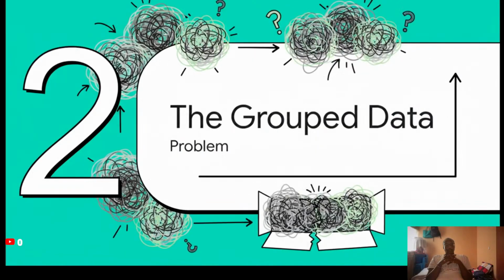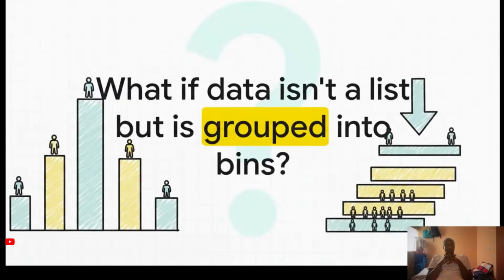Okay, but let's be real. In the real world, data is almost never that neat and tidy. And that's where things get really interesting. We run into what's called the grouped data problem. So what happens when we don't know the exact height of every single player? What if we only know how many players fall into certain height ranges, these bins? How in the world do you find the middle then?